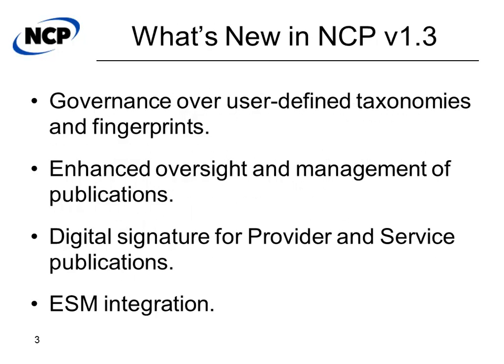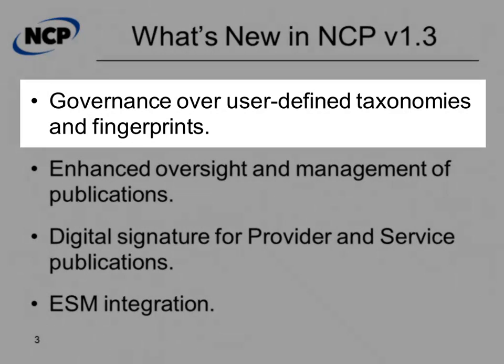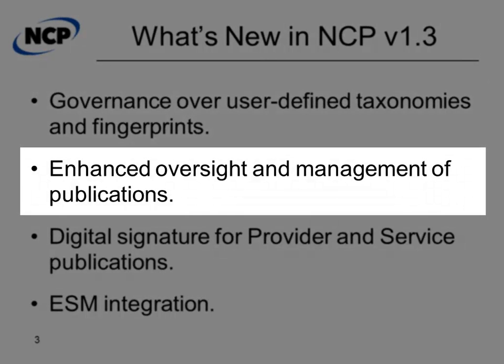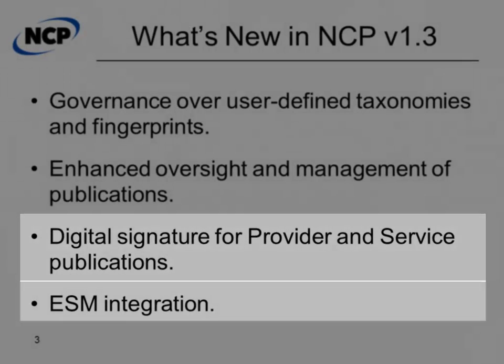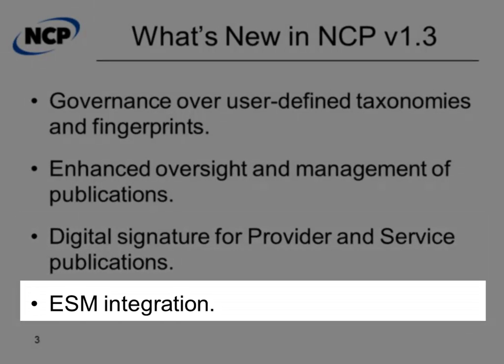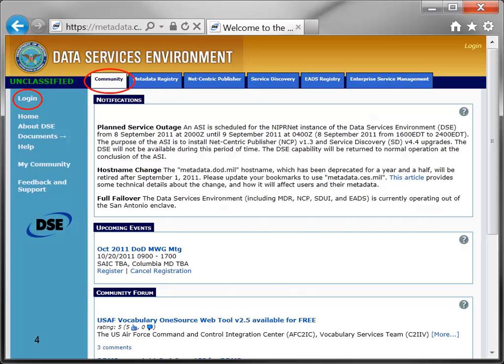The new features included in NCP version 1.3 are governance over user-defined taxonomies and fingerprints, enhanced oversight and management of publications, digital signature for provider and service publications, and enterprise service management, or ESM, integration.